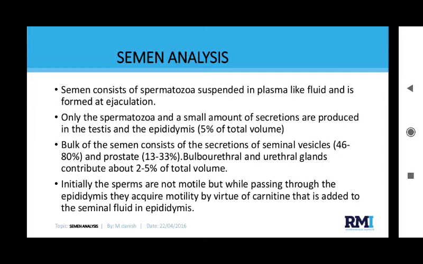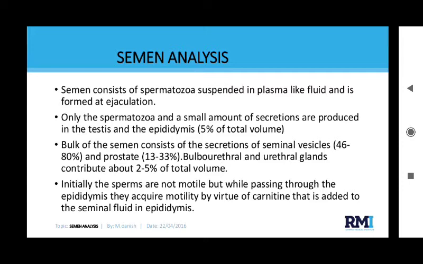As we have already discussed, the secretions of the seminal vesicles amount to nearly 60% of the entire volume of the semen. Bulbourethral and urethral glands contribute less than 1%, as we have already seen.